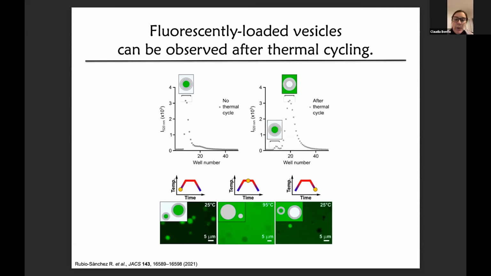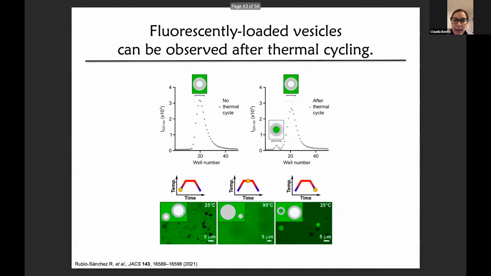Of course, it is possible that some of them survived. So the next slide shows the control experiment, where we had the dye outside, heated them, cooled them down, and again we have two populations.